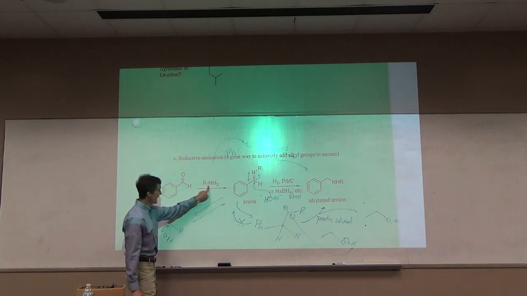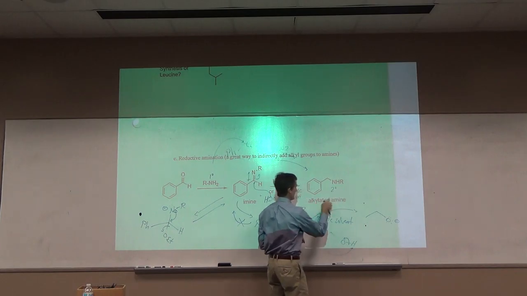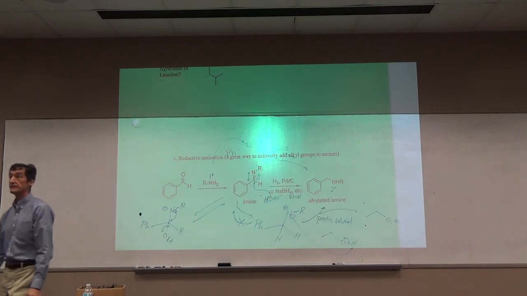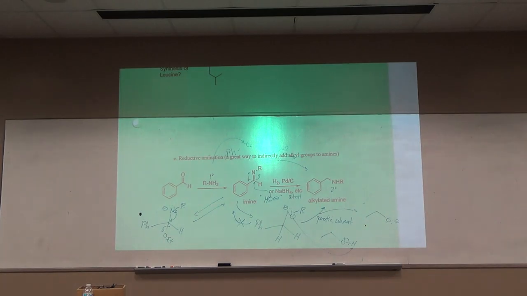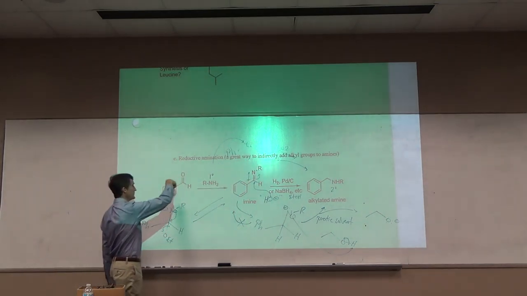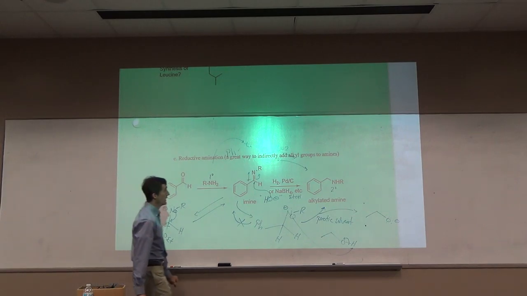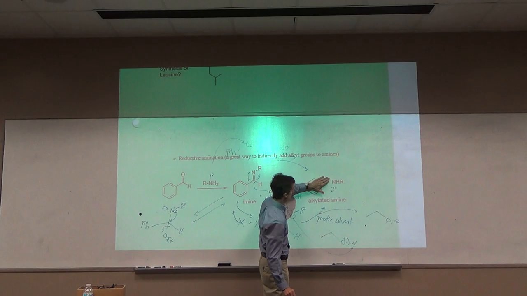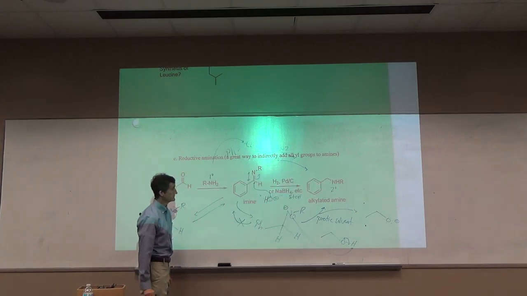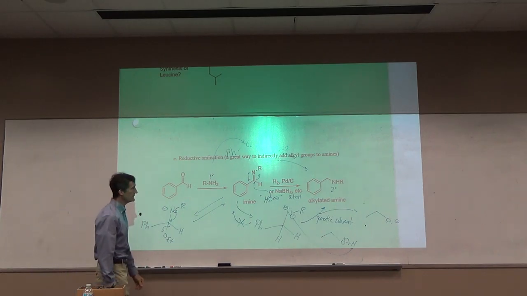What have we done? Nitrogen here is primary. Now the nitrogen is secondary, and we've added another alkyl group, and we have thus alkylated the nitrogen, but it was indirect. We didn't use an alkylating agent for an SN2. We used an aldehyde or ketone, and we made the imine, and then the imine was reduced, and this ended up being an alkyl group here. Very versatile, because you can make primary, secondary, or tertiary amines this way.